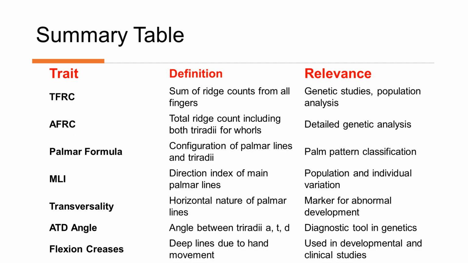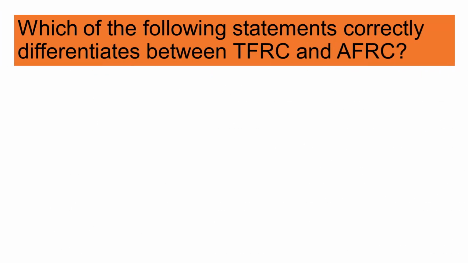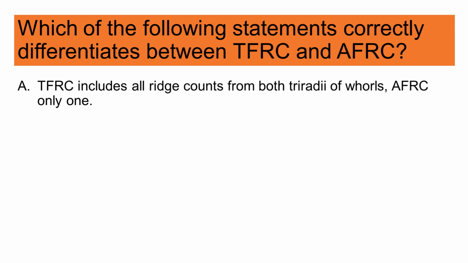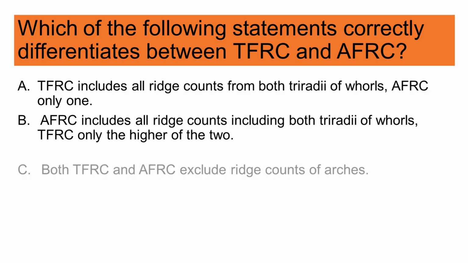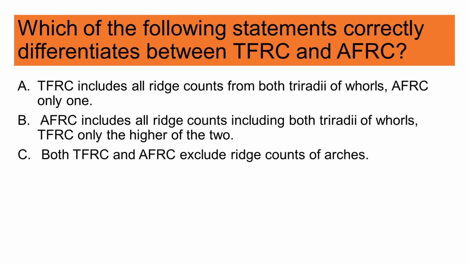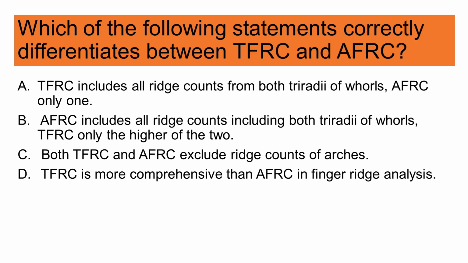Test your knowledge. 1. Which of the following statements correctly differentiates between TFRC and AFRC? A. TFRC includes all ridge counts from both triradii of whorls, AFRC only one. B. AFRC includes all ridge counts including both triradii of whorls, TFRC only the higher of the two. C. Both TFRC and AFRC exclude ridge counts of arches. D. TFRC is more comprehensive than AFRC in finger ridge analysis. Answer: B.